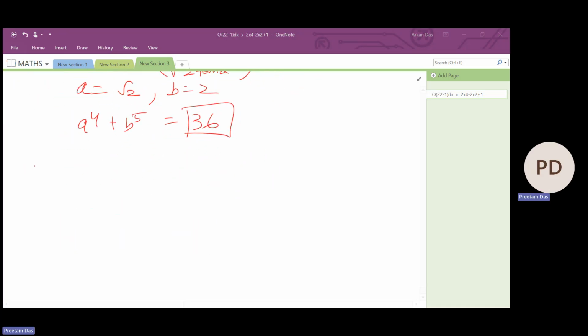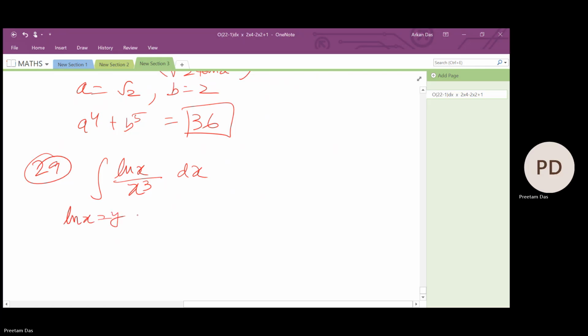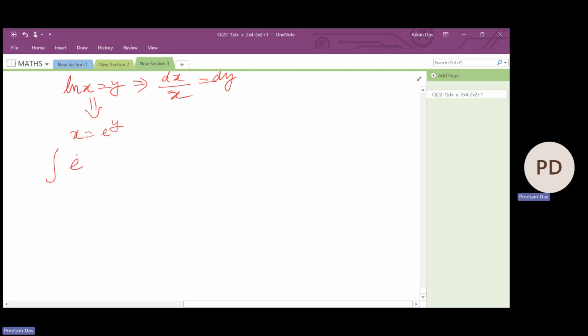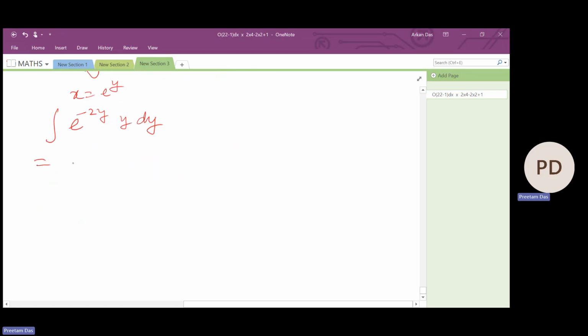29th question, let us solve. So ln x and then x cube dx. Definitely ln x we have to consider as y. So dx by x will be dy. And by the way, what will be x here? E raised to y. So this becomes integration of e raised to minus 2y and then y dy. What is the method to solve this? By parts. Use the shortcut: e raised to minus 2y by 2 minus e raised to minus 2y over 4 plus c.